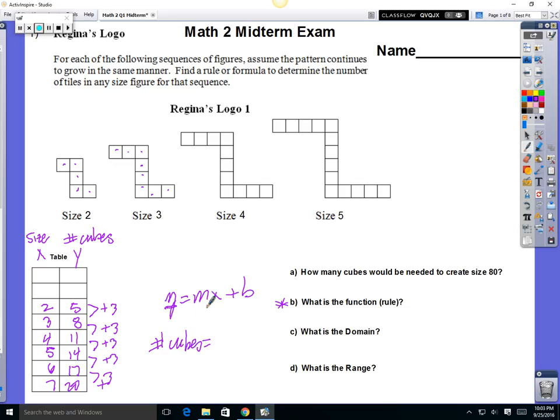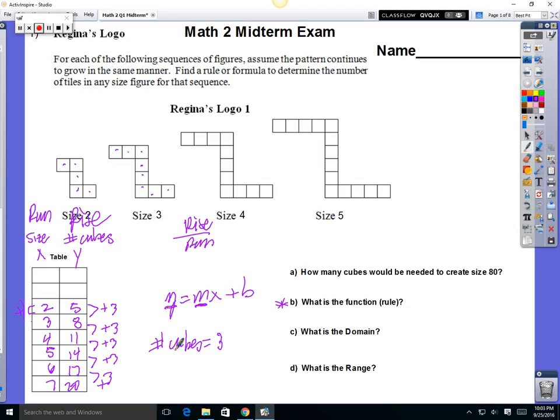The number of cubes equals the slope. M is rise over run. And these are increasing 1 every time. So the rise, this column, your y's are your up and down, that's the rise. The x column is your run. So the slope is 3.